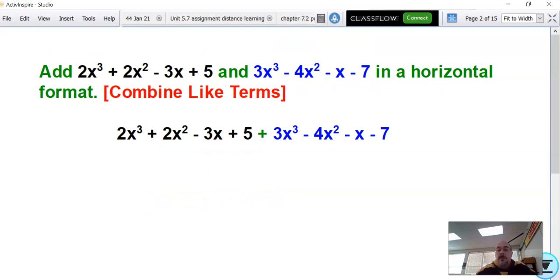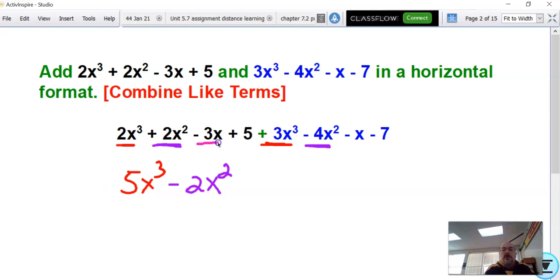Here, this is the horizontal format. Same thing, folks. We're just going to be combining the like terms. All right, so the 2x cubed, we're going to add it to the 3x cubed, and we're going to get 5x cubed. Then we're going to go ahead and take the plus 2x squared minus the 4x squared. That's going to be minus 2x squared.